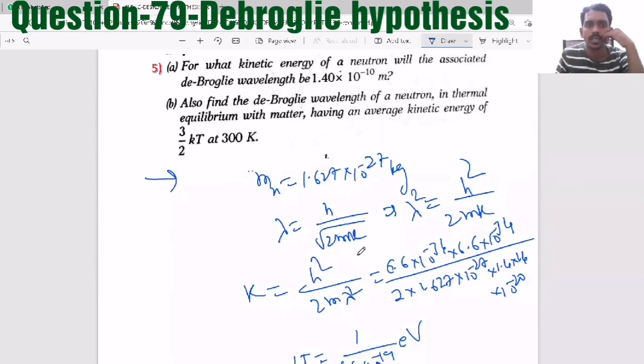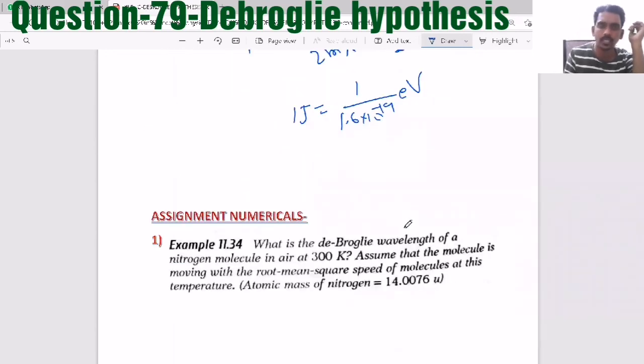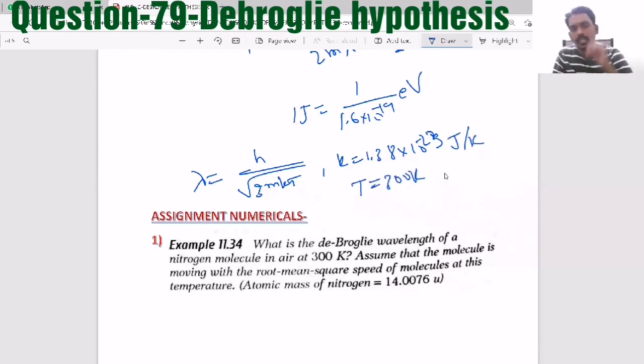And one more question is, also find the de Broglie wavelength of a neutron in thermal equilibrium with matter having an average kinetic energy of 3 by 2 kT at 300 Kelvin. So they are asking at a particular temperature. So lambda equals h by root of 3mkT, where k is Boltzmann constant 1.38 into 10 power minus 23 joule per Kelvin, and temperature is 300 Kelvin.